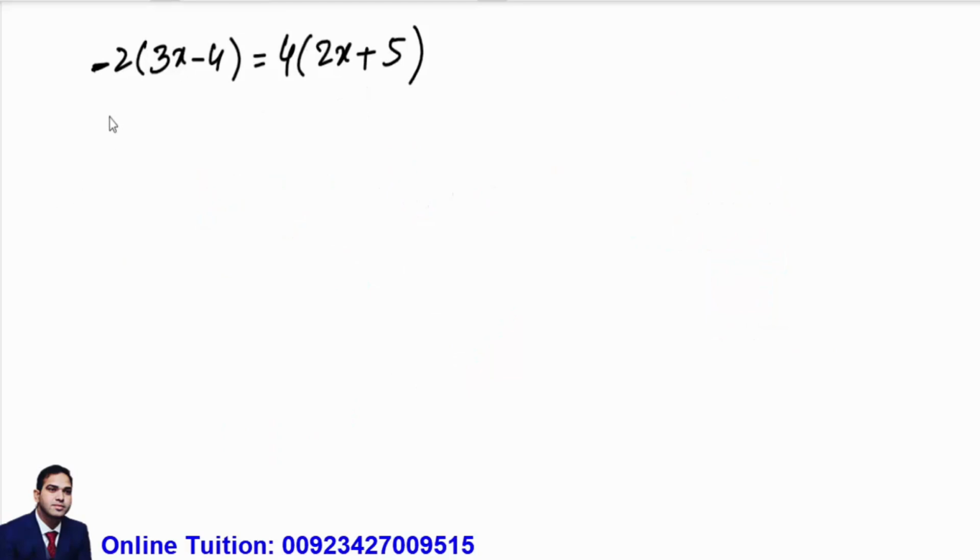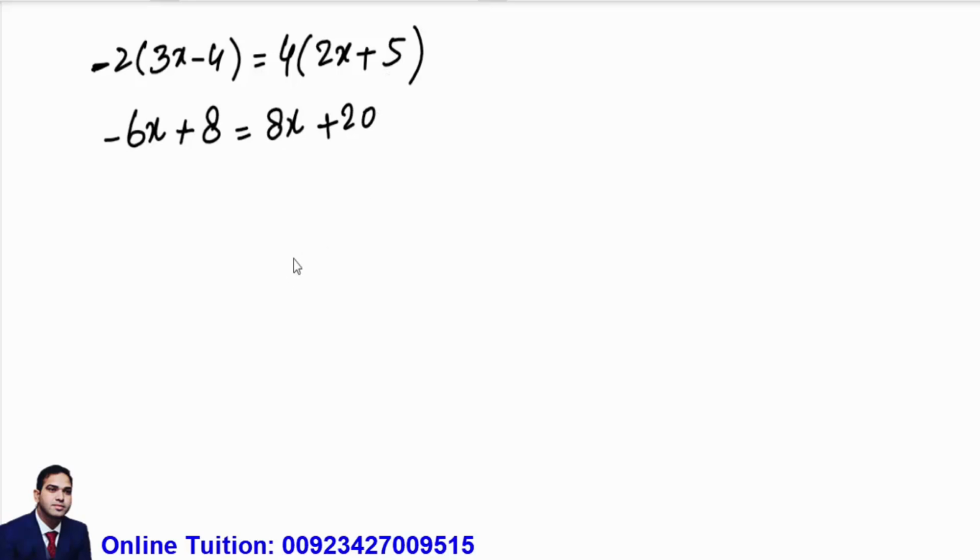Now we have a question: negative 2 into 3x plus negative 4 is equal to 4 into 2x plus 5. So find the answer of x. For this, multiply negative 2 with this bracket. This is negative 6x, because 2 3s are 6 and x, and this is negative sign. So this is plus, because negative multiplied by negative is plus. 2 4s are 8. Now 4 multiplied with this 2 is 8x, and plus 4 multiplied with this 5 is 20.